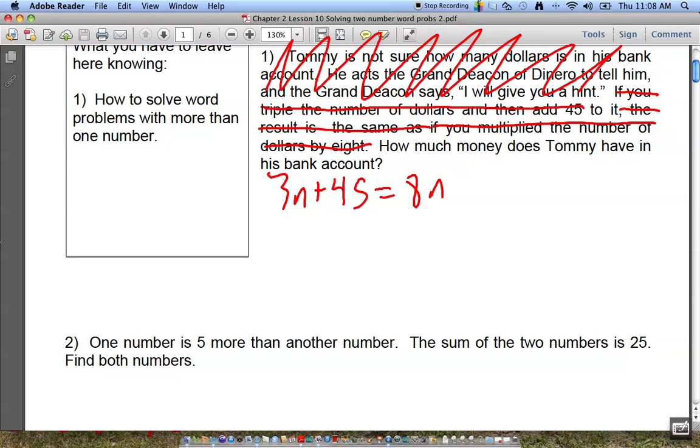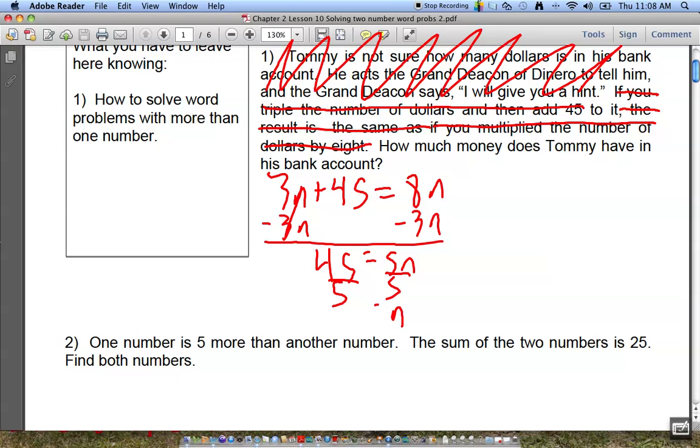So let's just read what's left. It says, how much money does Tommy have in his bank account? So now it's giving me the directions, telling me what to do. Is this a same side situation or an opposite side situation? Opposite side. Now, what kind of 3n is that? Positive, so I have to do the opposite, which is minus. 3n minus 3n, and 8n minus 3n. 45 equals 5n. So the n's being multiplied by 5, so I'm going to divide by 5. n equals 9. And that's the correct answer.